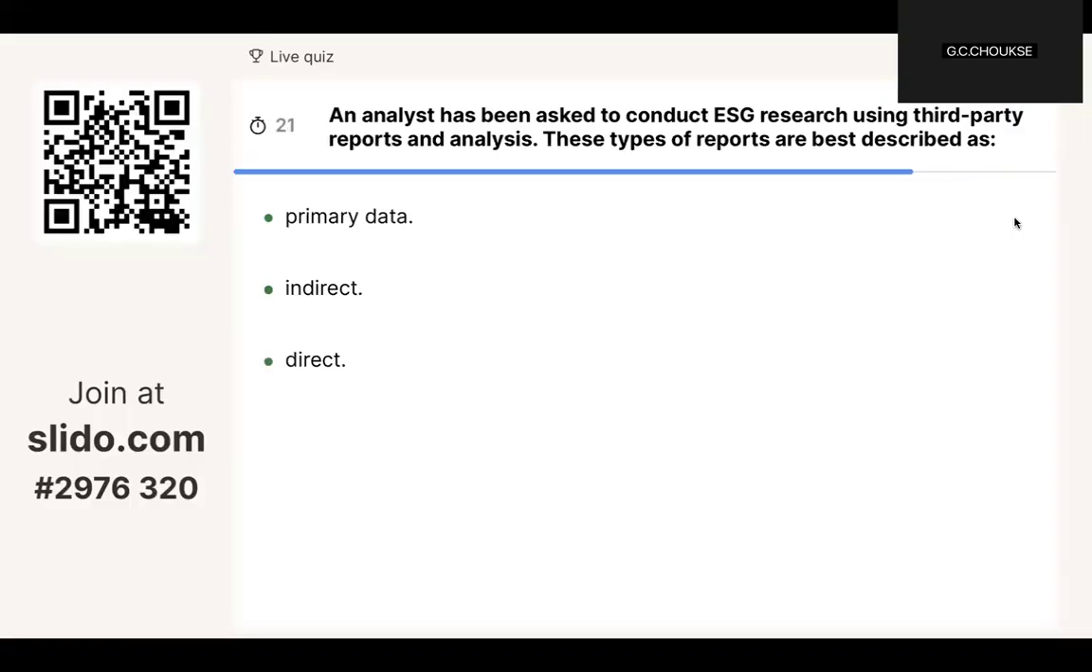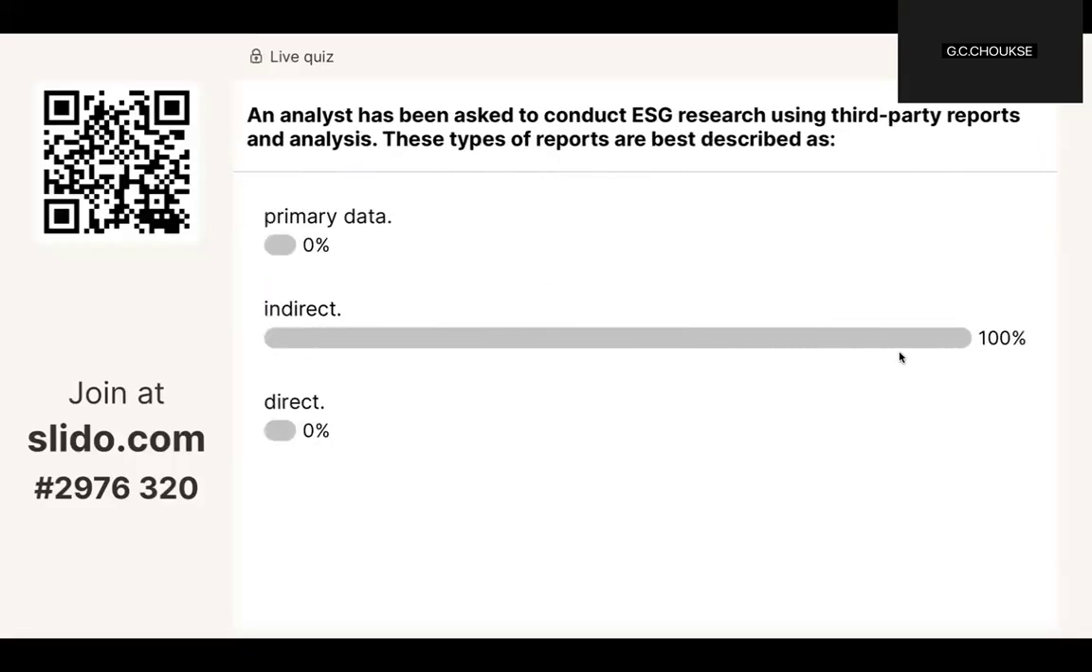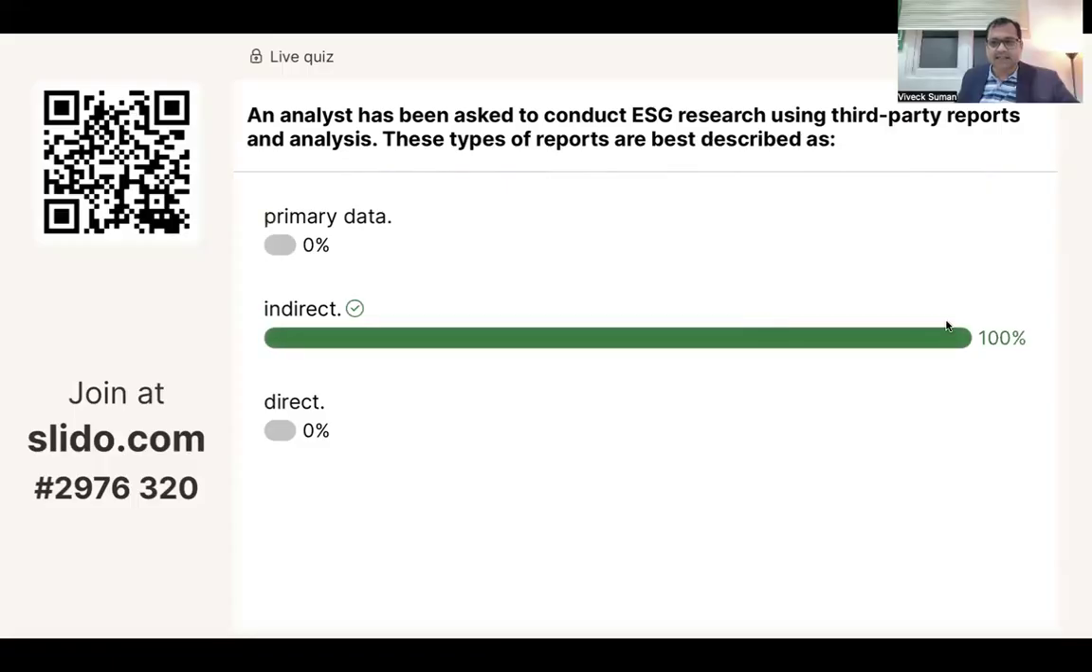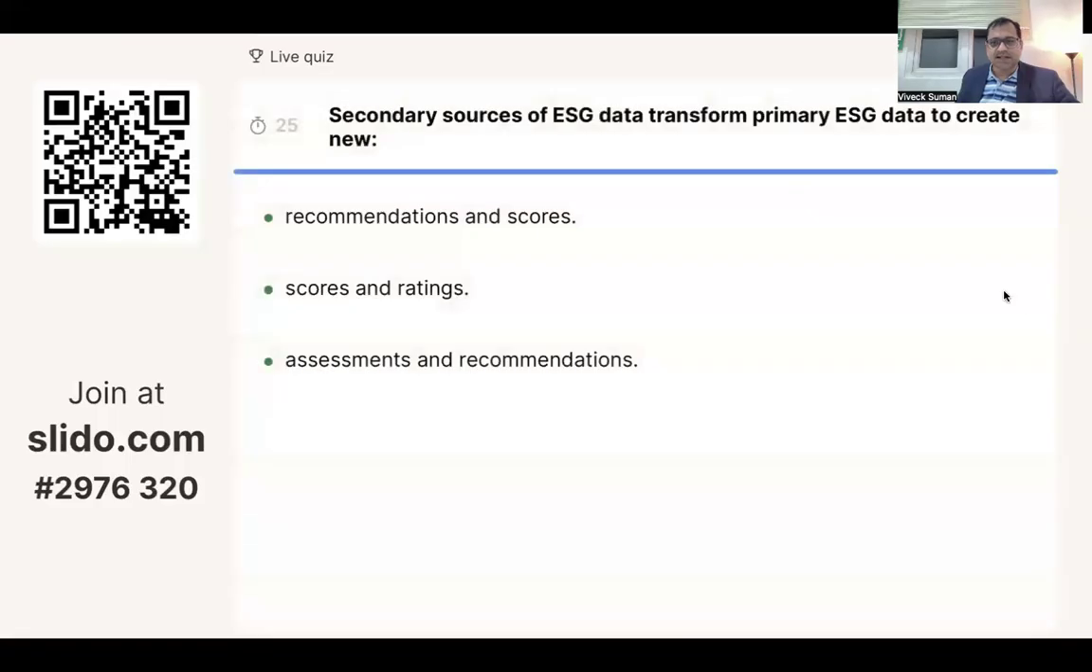Next question, JC Choksy. An analyst has been asked to conduct ESG research using third-party report analysis. This type of report is best described as primary data, indirect, or third-party. Okay, indirect. The correct answer is indirect.